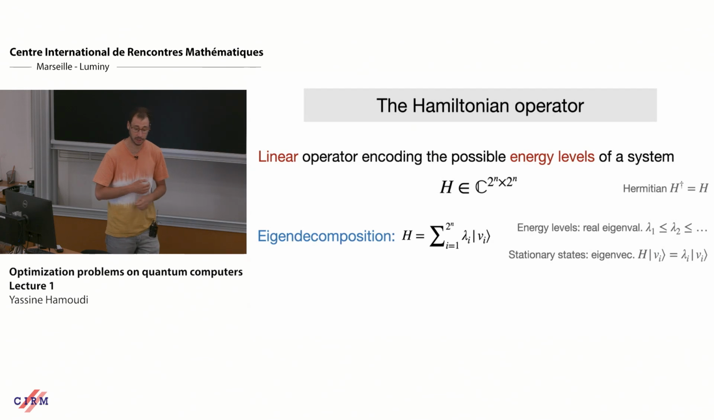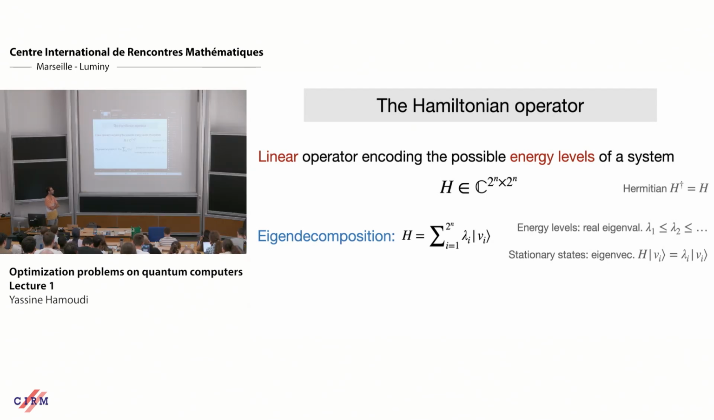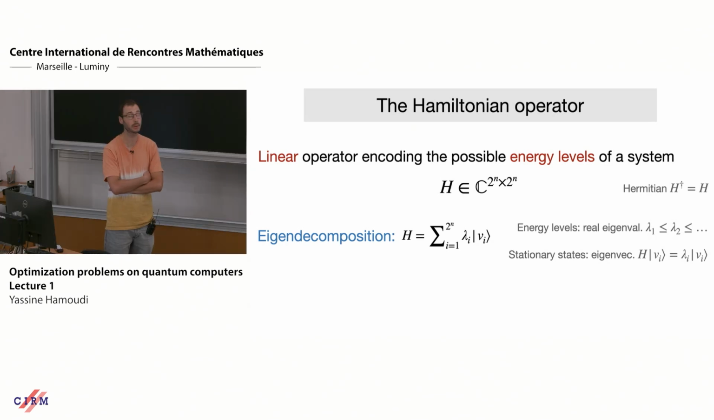Okay, so because it is Hermitian, there is something very nice, which is that we can give an eigendecomposition, so a decomposition into eigenvectors and eigenvalues. The eigenvectors, denoted by ket v_i, represent the possible stationary states of your system. And the eigenvalues represent the energy levels. They have to be real numbers because it's a Hermitian matrix. And we'll define them in order. So lambda 1 is the smallest energy, then lambda 2, lambda 3, up to lambda 2^n.